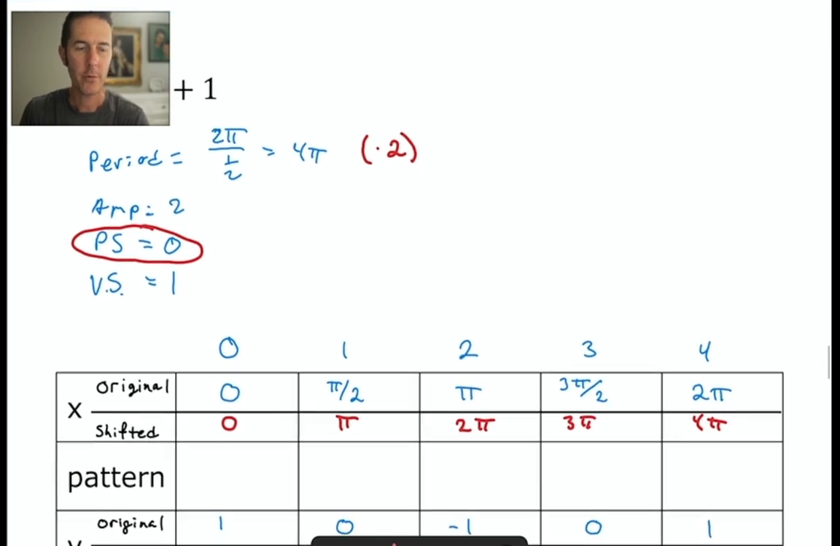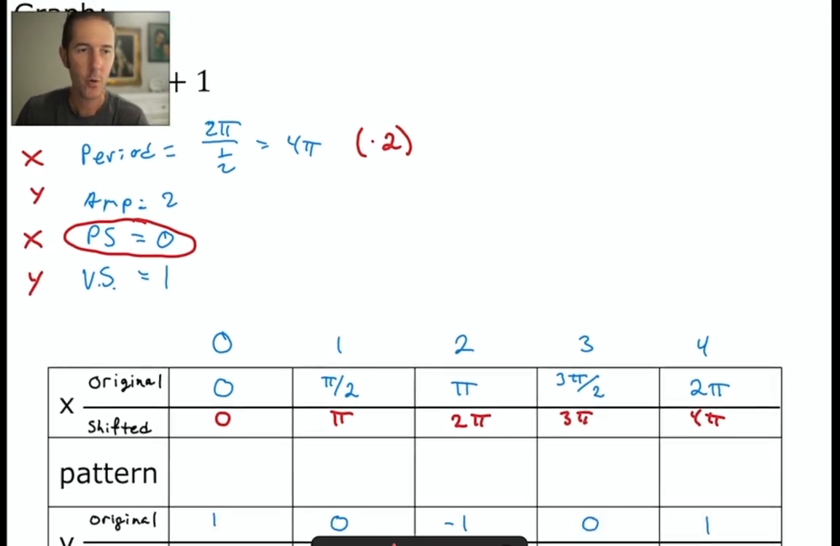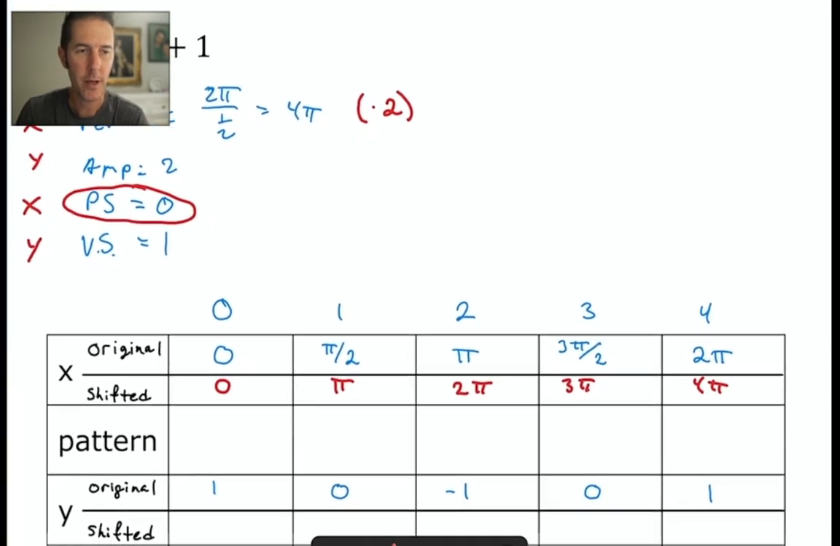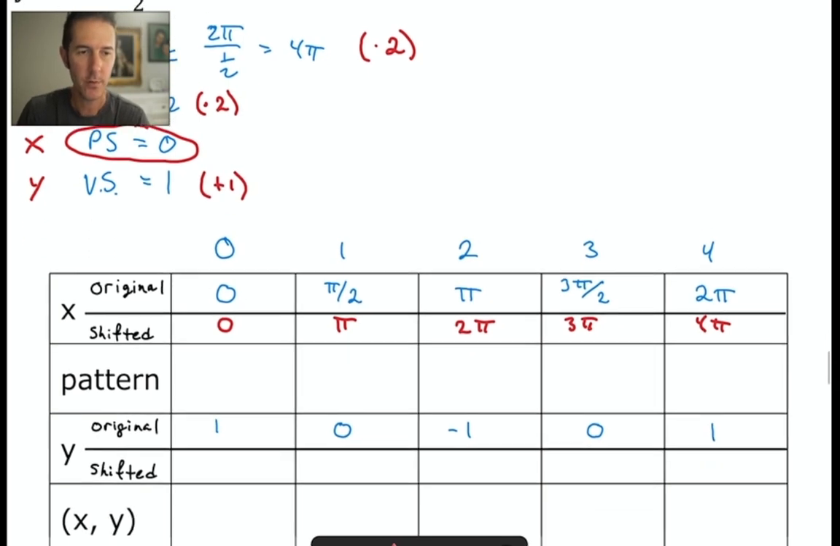Now let's look at our y values. And you should keep adding more and more notes into this, whatever's going to help it make sense for you. The period has to do with x values. The phase shift has to do with x values. The amplitude has to do with y values, as does a vertical shift. So with regard to the y values, we do have 2 modifications. The amplitude being 2 tells me that we're going to multiply all of those y values by 2, and then we're going to take our y values and add 1 to them. So let's do that.